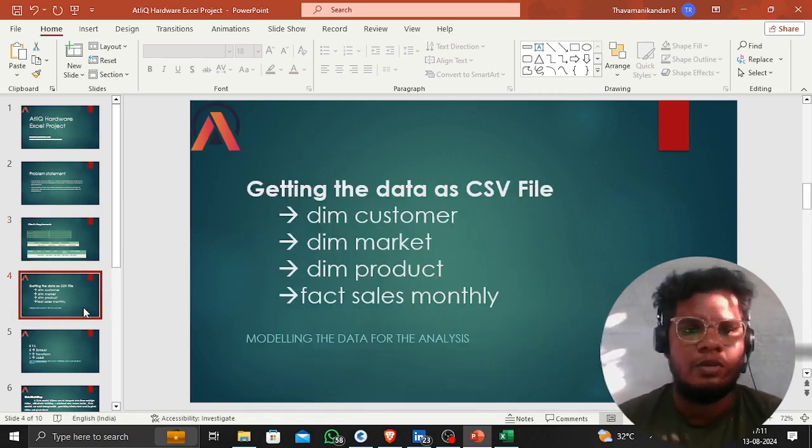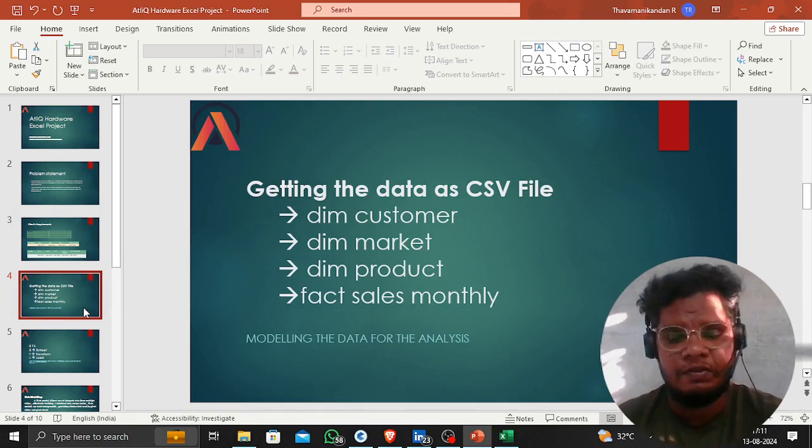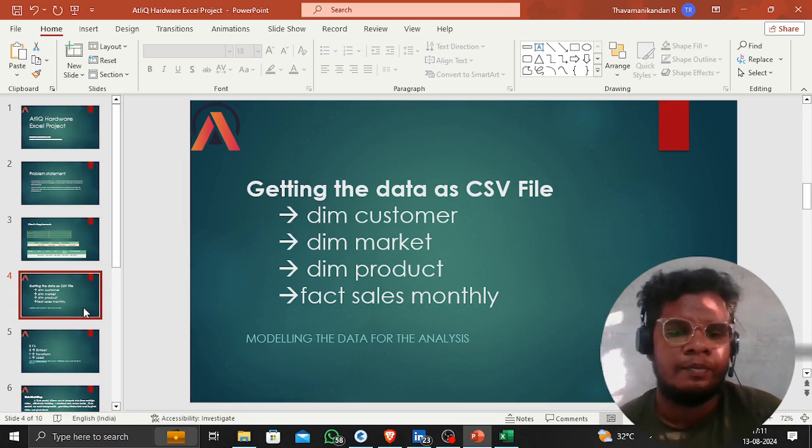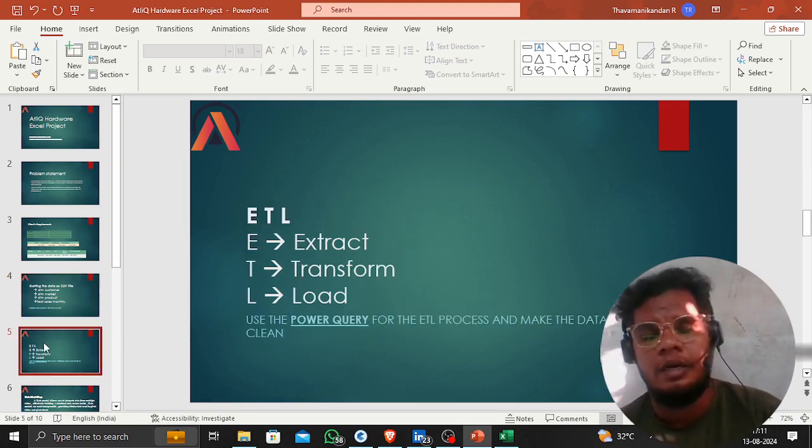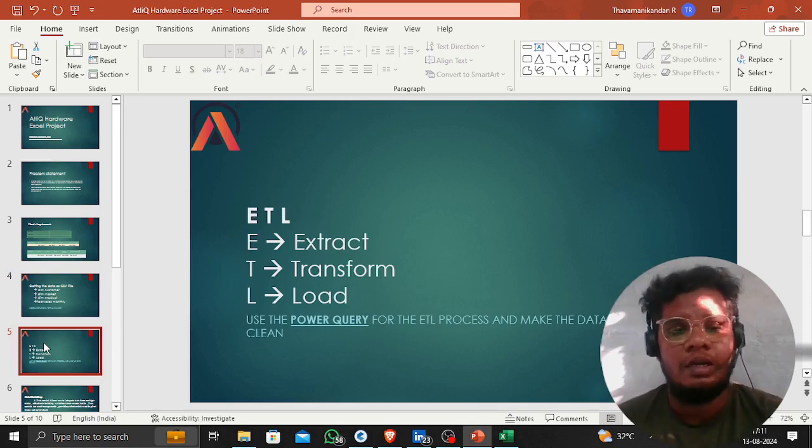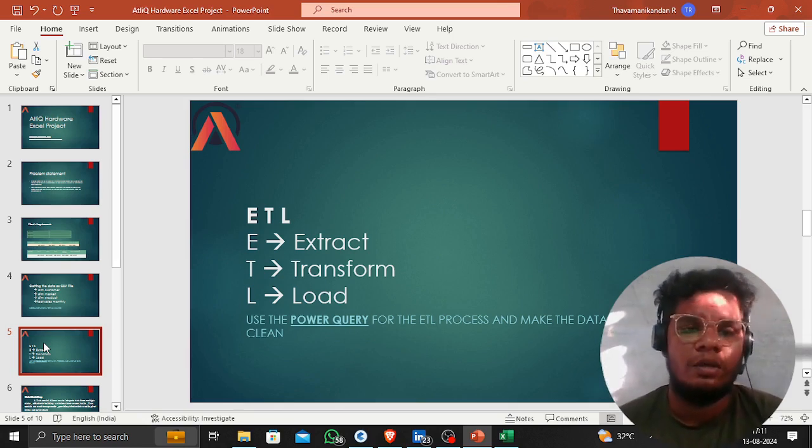First of all, for that project, we get the files in CSV format. In that CSV format, these are the tables: dim customer, dim market, dim product, and fact sales monthly. After we get the data, we process it, and that is the ETL process. ETL means extract, transform, load. We extract the data from the source, transform the data in Power Query, load it into Excel, and convert the data into insights.